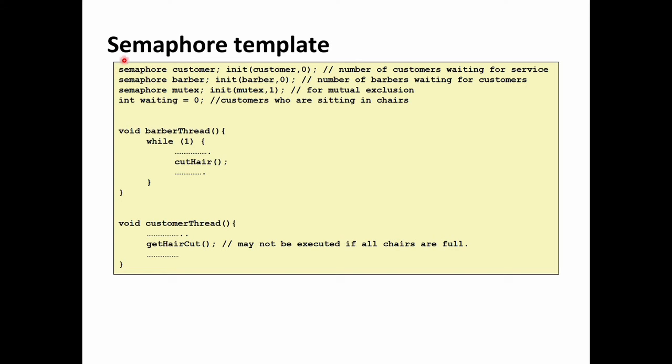And here's the semaphore template for the same problem, and we want you to work on this. We define a semaphore customer, and you initialize it to 0 because there are 0 customers, and you have the barber, again the number of barbers waiting for customers. Here we have a mutex for mutual exclusion, and waiting is the number of customers that are in the chairs. So here's our barber thread, and here's our customer thread. Now try to solve the same problem with semaphores. That concludes our discussion for this particular topic.